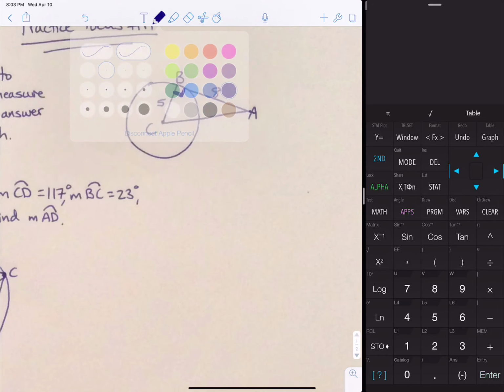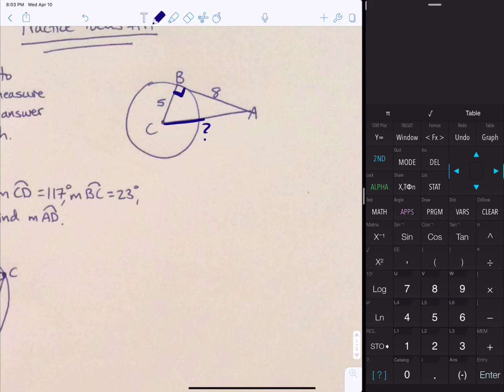So first I'm going to start by drawing the right angle right there. And then we're looking for the length of AC. So we need to do the Pythagorean theorem. So let's do 5 squared plus 8 squared equals AC squared. So that would be 25 plus 64 equals AC squared. And that would give us 89 is equal to AC squared.